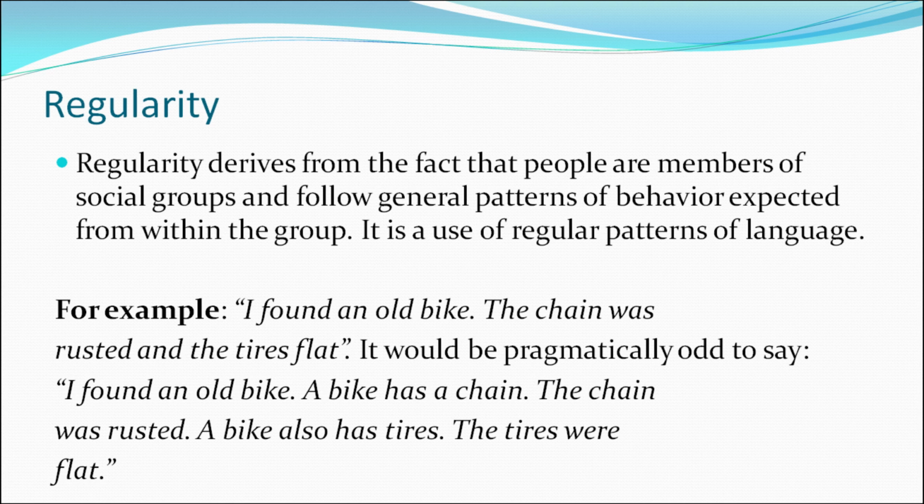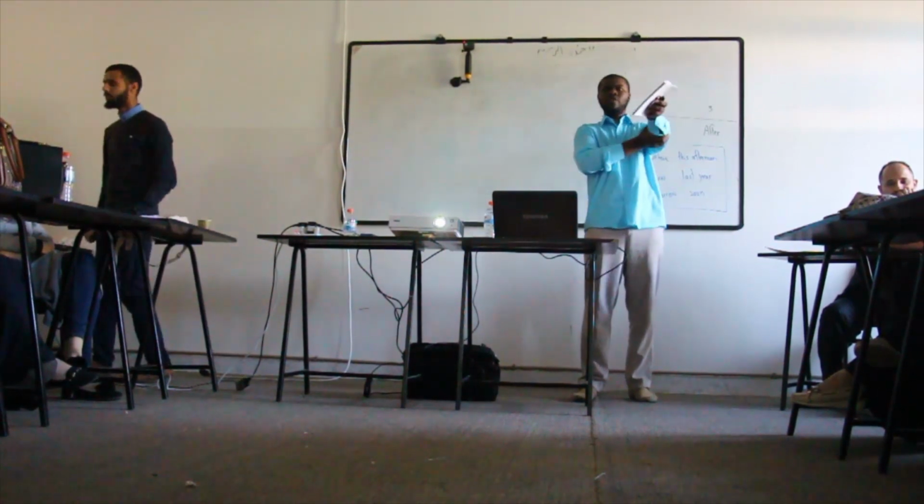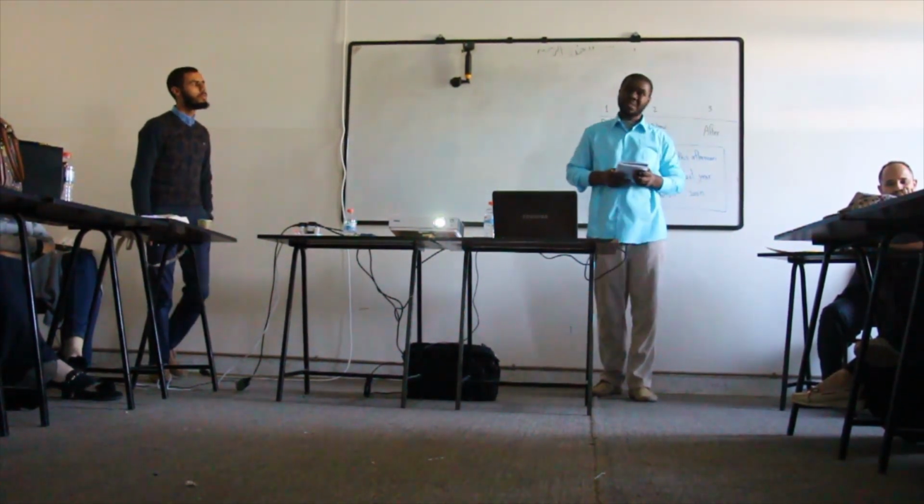Have a look, please. I found an old bike. The chain was rusted and the tire is flat. This is good enough. Everybody can understand, yeah? Yes. Now, if we go to the second example: I found a bike. A bike has a chain. The chain is rusted. Bike also has tires. Tires were flat. Lots of explanation, lots of information. So in the second example, lots of information is given, and probably unnecessary.